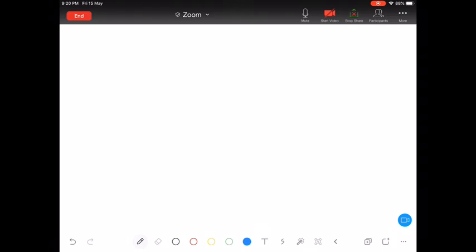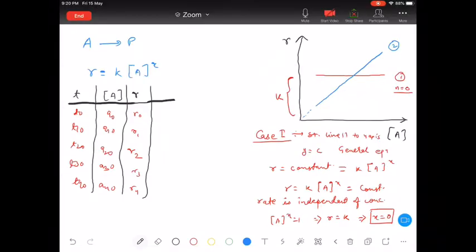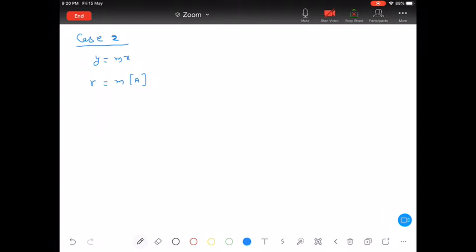So here I write case 2. In case 2, just look at the curve. Again, it is an equation of a straight line, correct? So what kind of straight line? Again I am writing y is equal to mx plus c, where c is equal to 0. So I can write the equation of that straight line as y is equal to mx. Now on y axis what are we having? R, and slope, let's say m. On x axis what are we having? A. Is that correct or not?